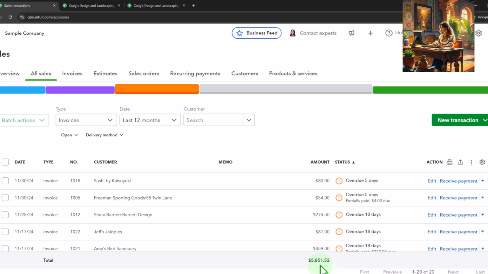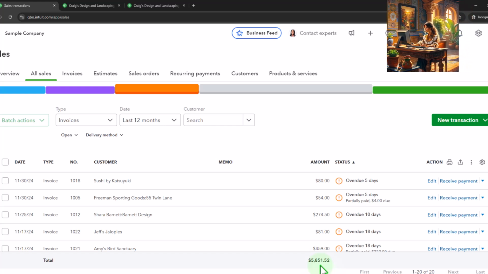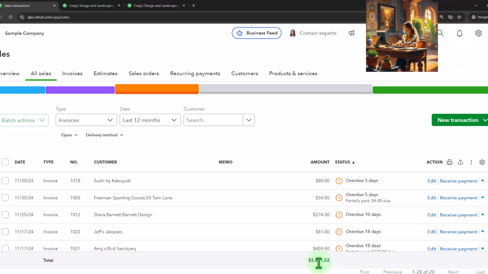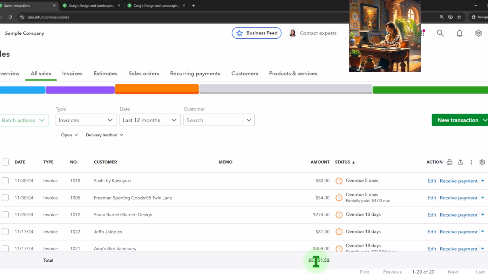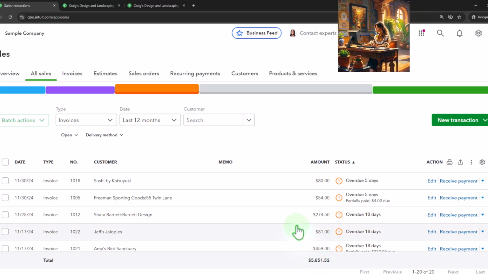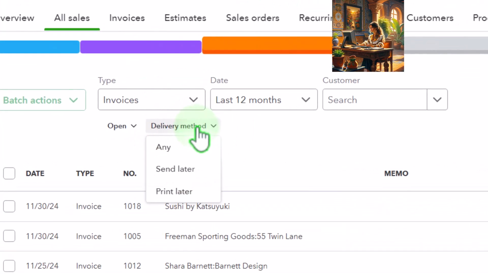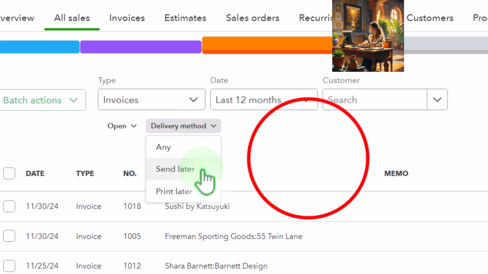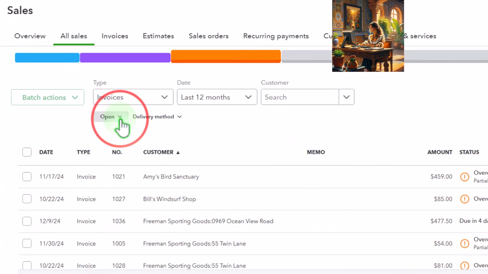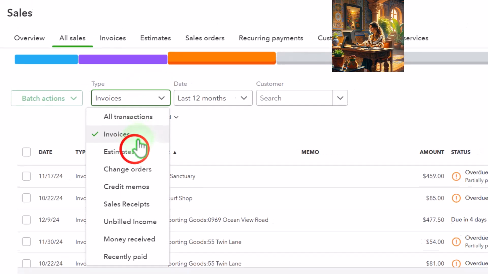So in any case, it should tie out. Generally, we'll take a look at the subledger, and it will tie out generally exactly. But there is that, so we can search by the open items there, and by delivery method, send later or print later. Okay, and so let's go to the next one, estimates.